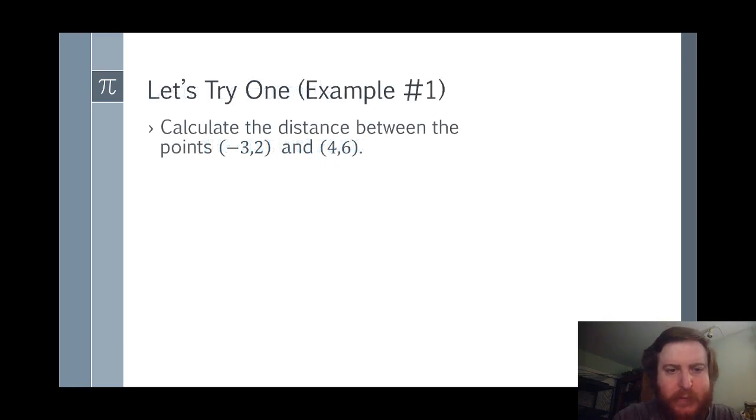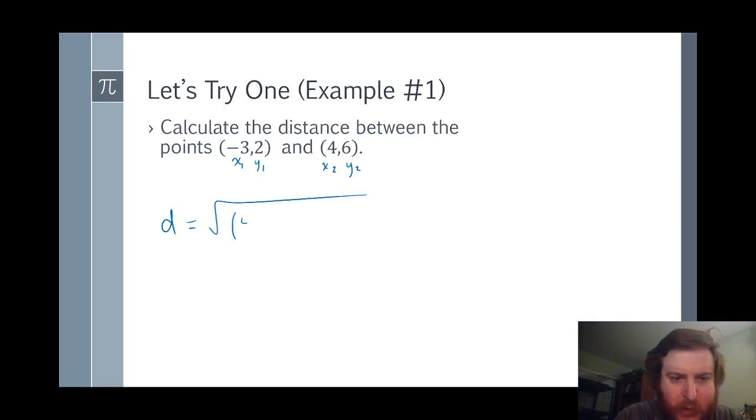Okay, if we wanted to find the distance between the points (-3, 2) and (4, 6), I'm going to label this x1, y1, and x2, y2. So for our distance formula, we would do the square root of (4 minus -3) squared plus (6 minus 2) squared.